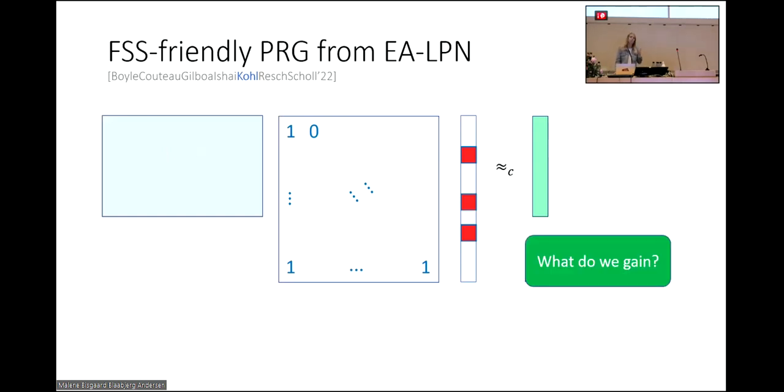And what do we gain with this? Compared to just using a random matrix, where we have LPN, which is very well understood, we have this one part that is parallelizable and cache friendly. I didn't talk much about the FSS, but this is somewhat straightforward to get.